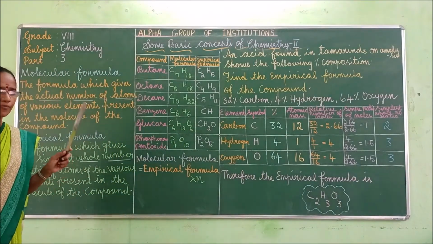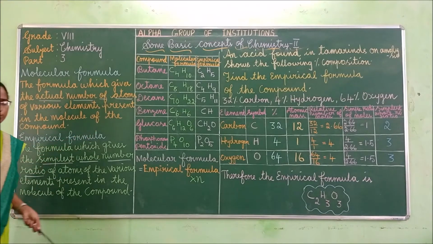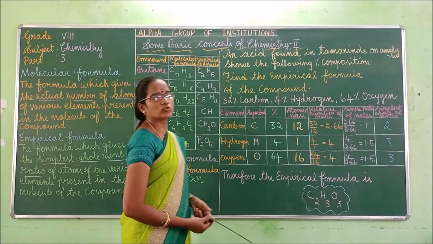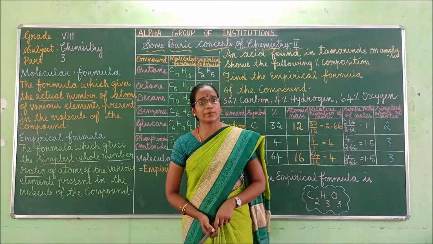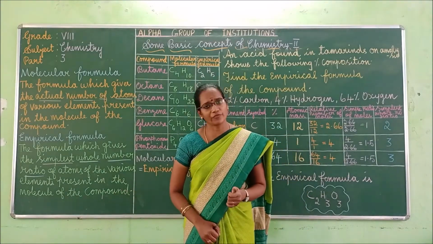Let us see the definition of molecular formula now. Molecular formula means the formula which gives the actual number of atoms of various elements present in the molecule of a compound. This line is very important: the formula which gives the actual number of atoms. So molecular formula is used to know how many atoms of the elements are present in the molecule of a compound. It is also known as chemical formula.